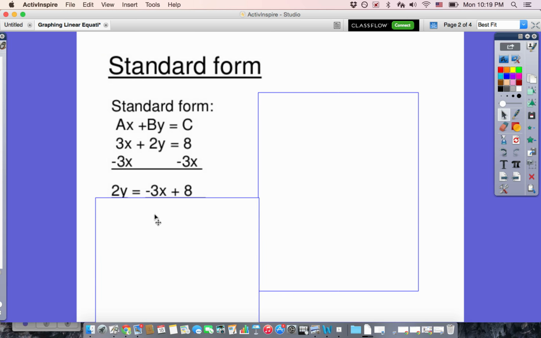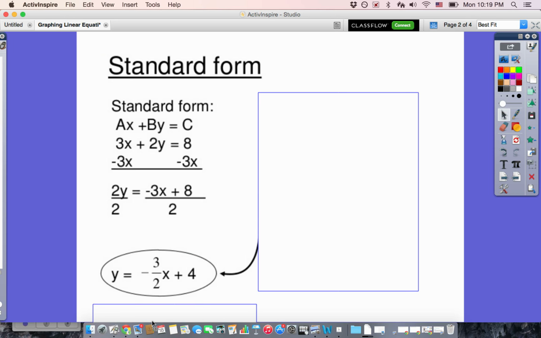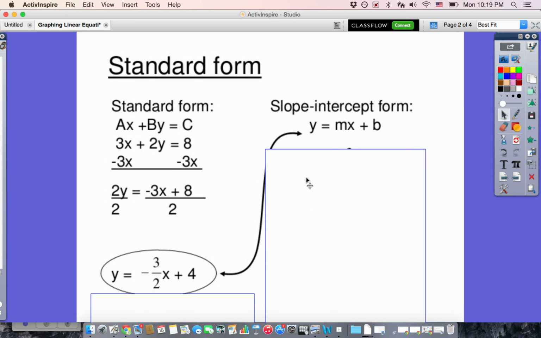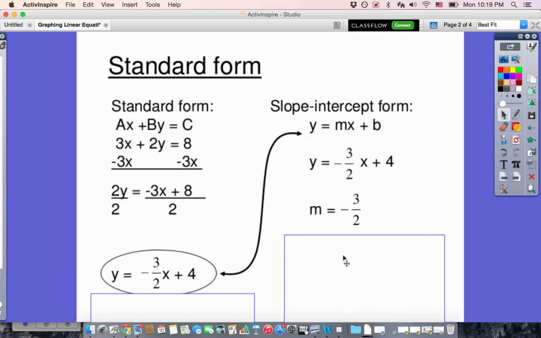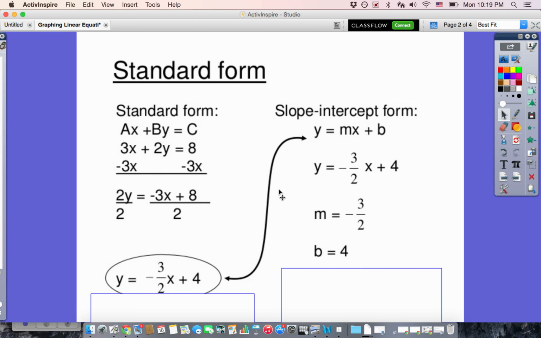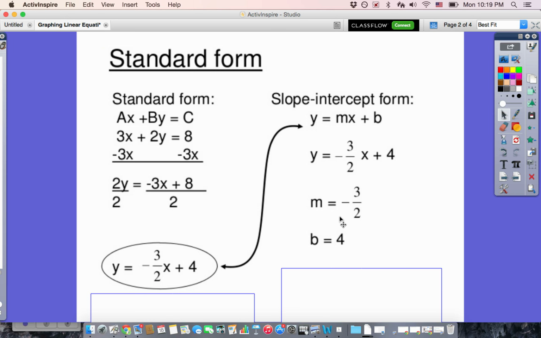Okay, and we want the coefficient in front of y to be 1. So we're going to have to divide both sides by 2. And then we would get y equals negative 3 over 2 x plus 4. And this is written in slope-intercept form. If you remember, M stands for slope, and B stands for the y-intercept. So in this equation, the slope is negative 3 over 2, and our y-intercept is 4.